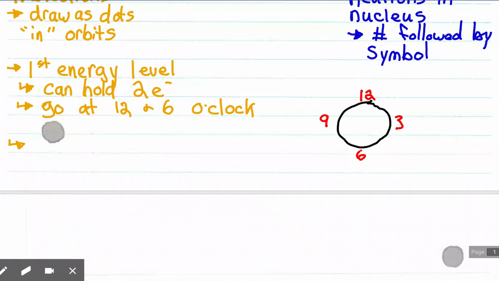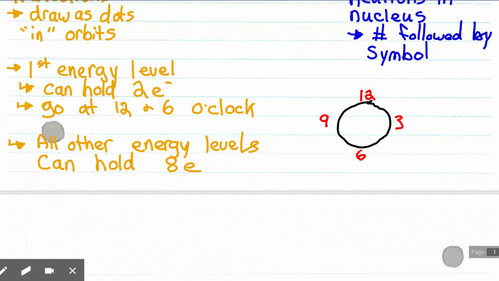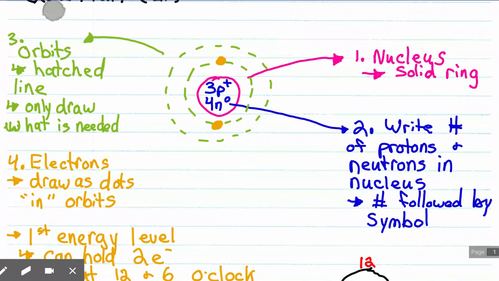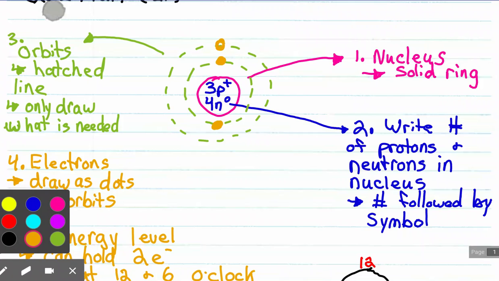Okay, so I'm going to say all other energy levels can hold 8 electrons, and they go at, this is important, 12, 6. Nope, that's a lie. They go at 12, 3, 6, and 9. So again, if we think about our clock face, when we fill our next orbit, our next energy levels, we fill them at 12, 3, 6, and 9. So I'm going to add my third electron, and it goes here at 12 o'clock.